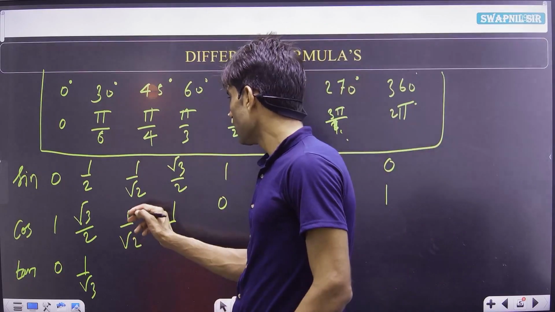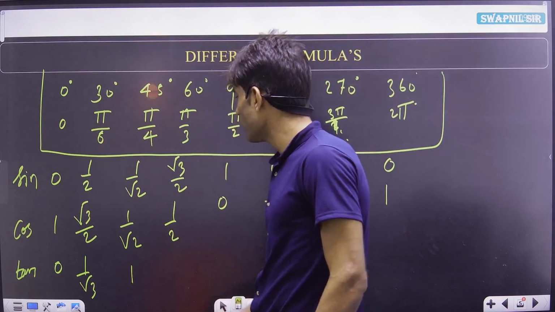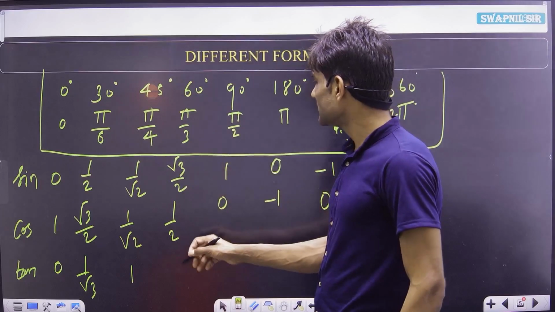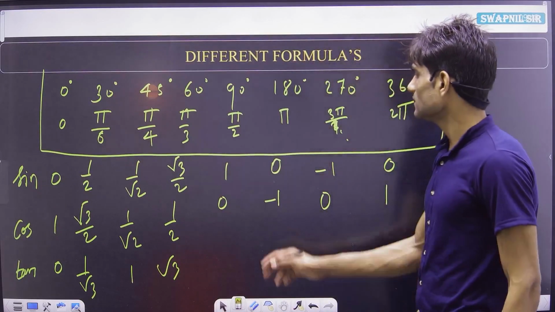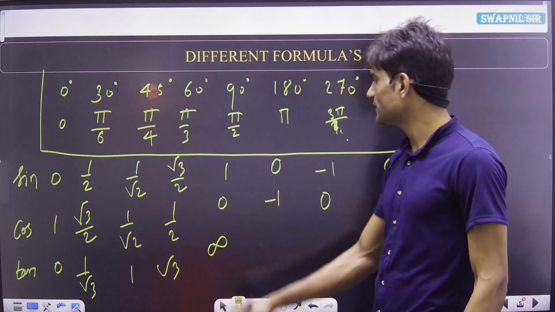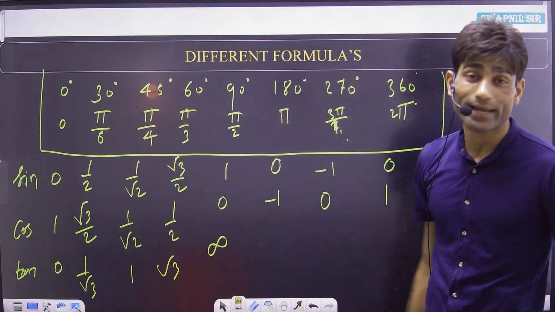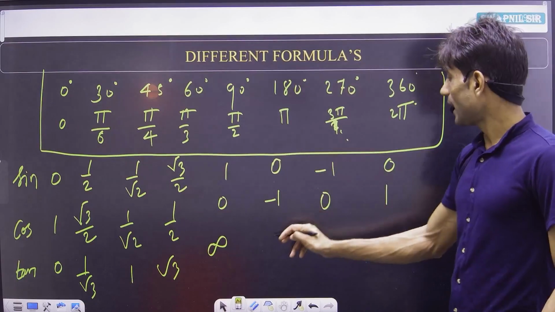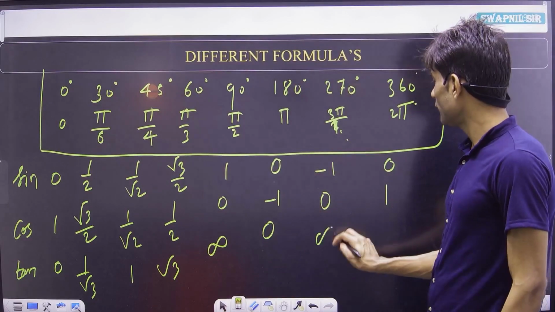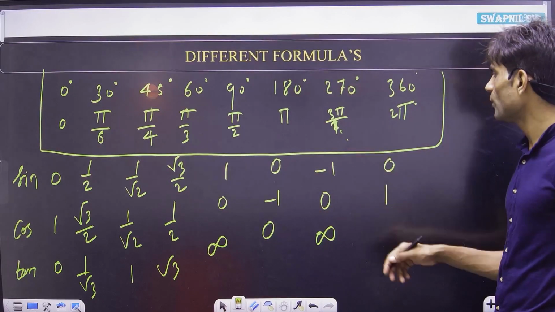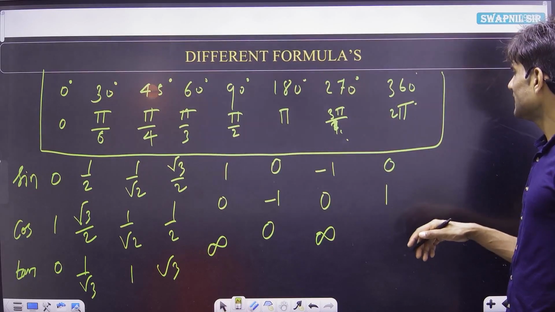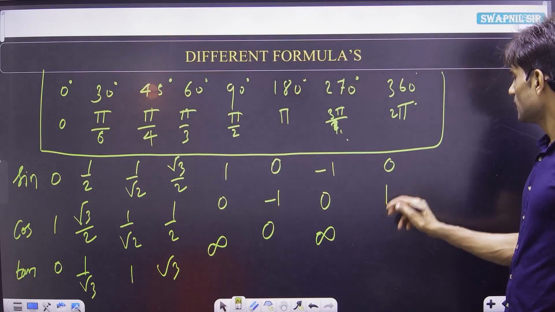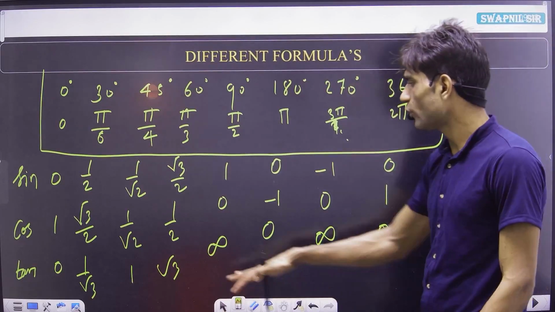And after that, tan 45 is 1. After that, tan 60, we write it as root 3. After that, tan 90, we cannot define it as 0, because that goes to an infinite value. And tan 180 is 0. Tan 3 pi by 2 is infinity. And tan 360 is again 0. These all are the values for tan.